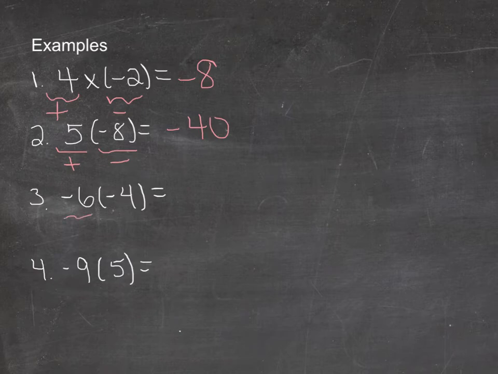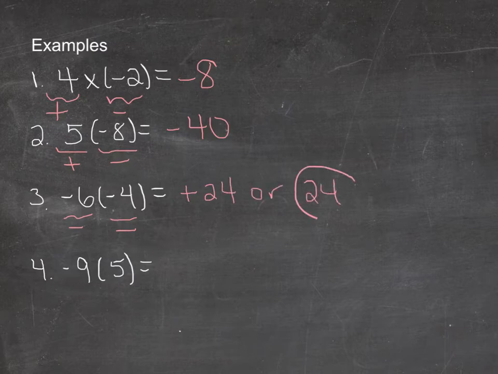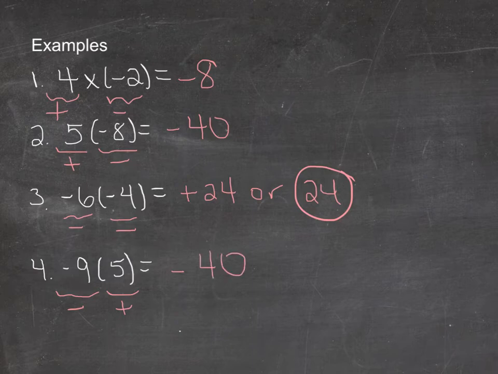Okay, now this one I have a negative times a negative, so I know that's going to result in a positive answer, and 6 times 4 is 24, so it's positive 24, or I would just write 24. In general, you don't write the positive sign in front of a number if it's positive. And then in number 4, I have a negative 9 times a positive 5. So a negative times a positive will give me a negative again. And 9 times 5 is 45. So I saw all the different cases there.